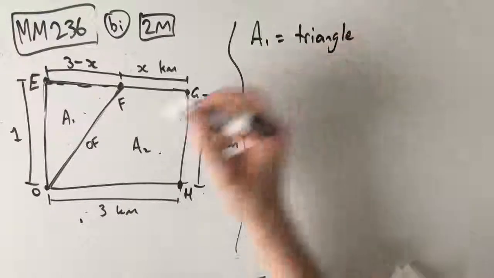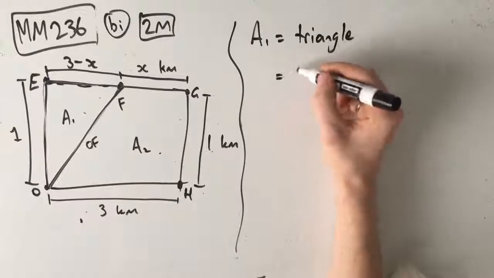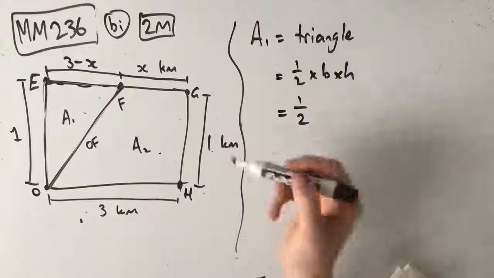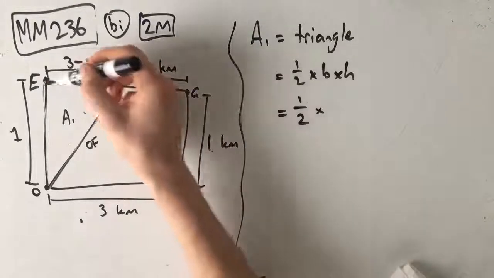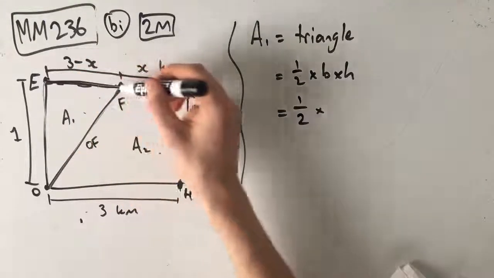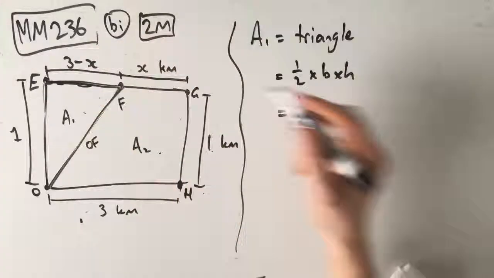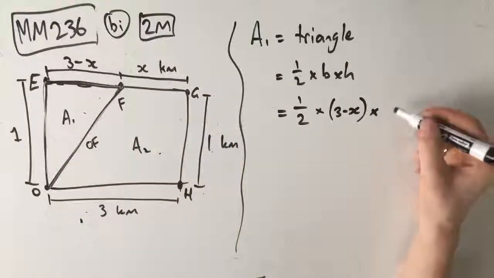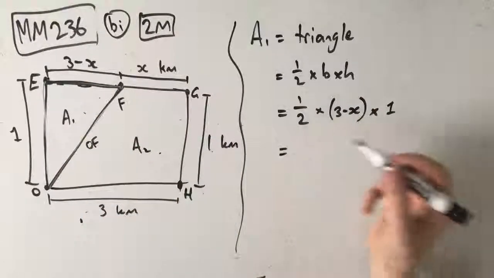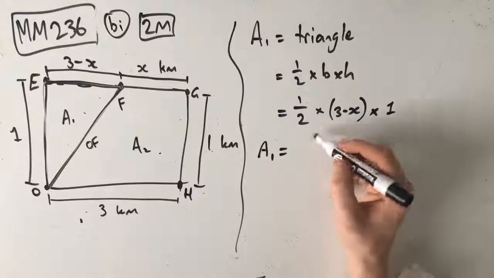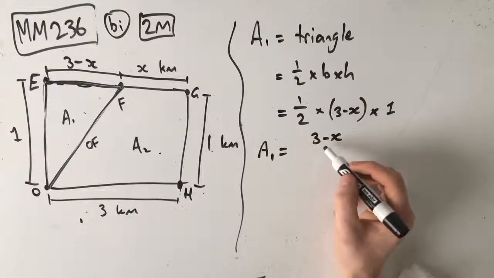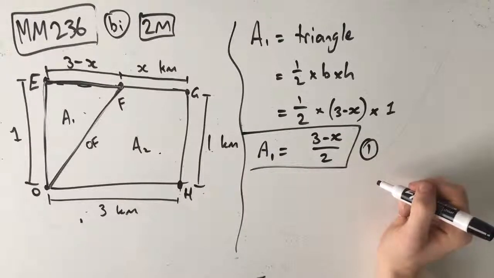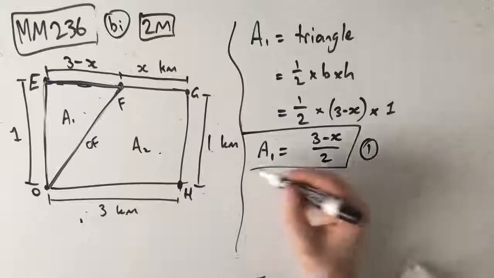A1 is a triangle, right? It's this triangle here, which means that our area of it is going to be half times base times height. Our base is this side here, or it doesn't really matter which side, but let's just call our base this side, which has a length of 3 minus x, right? So base is 3 minus x, and our height is 1, which means that our area of a triangle, or A1, is equal to 3 minus x over 2. Sweet. That's our first mark. So this is a 2 mark question, and we get 1 mark per area that we find.